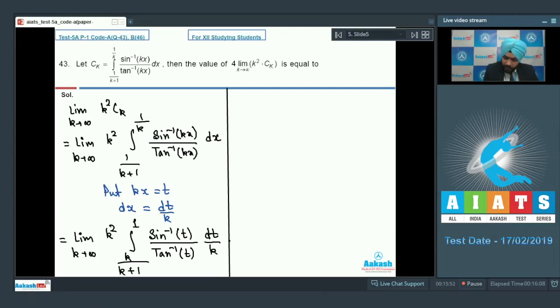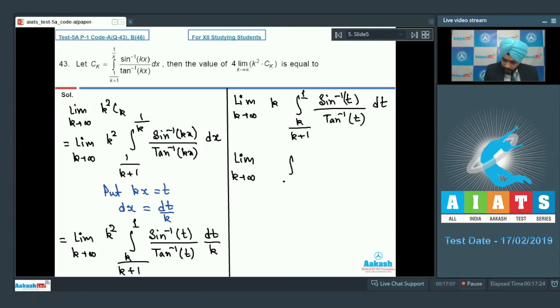dt by k. So which will give you limit k tends to infinity k times the integration from k upon k plus 1 to 1 of sin inverse t upon tan inverse t dt, which can be written as limit k tends to infinity of the integral from k upon k plus 1 to 1 of sin inverse t upon tan inverse t dt, whole divided by 1 upon k.